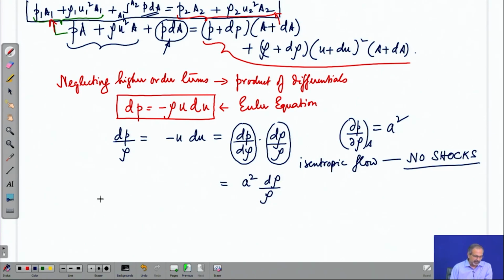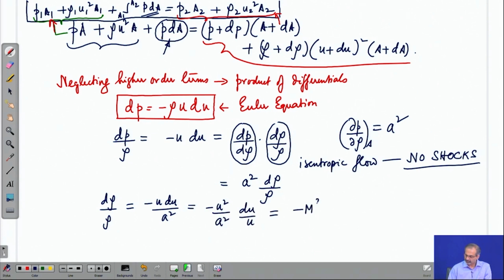So, what do we have finally? We have d rho by rho equals minus u du by a square, which finally boils down to this. Now, you look at the continuity equation which you had derived earlier, plug this result into it, what will you get?